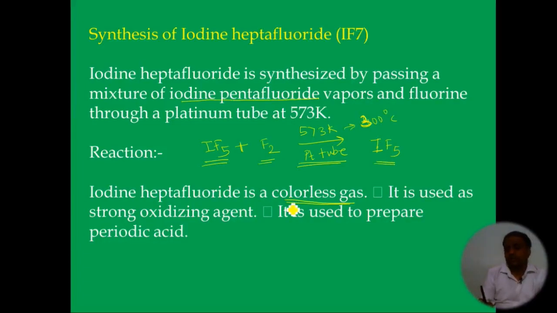There are some gases which on condensation give a pale green or pale yellow colored liquid. But this iodine heptafluoride is also a colorless gas. It is used as a very strong oxidizing agent. It is used to prepare periodic acid.